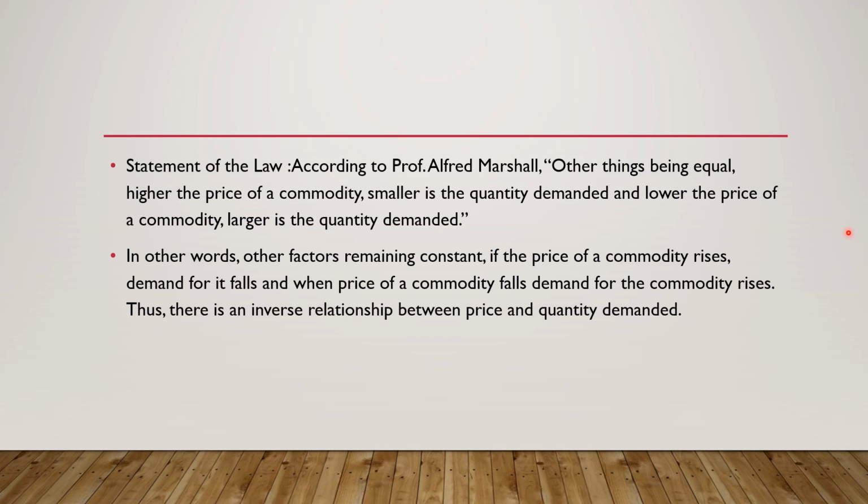Now a current example: when we go to the market to buy onion or tomato, the price of tomato is increasing, the demand is decreasing, because everyone is thinking that if I buy 1 kg for 150 rupees, it's better that I buy other vegetables and have my meal. So the demand for the tomato is decreasing. Thus, there is an inverse relationship between price and quantity demanded.